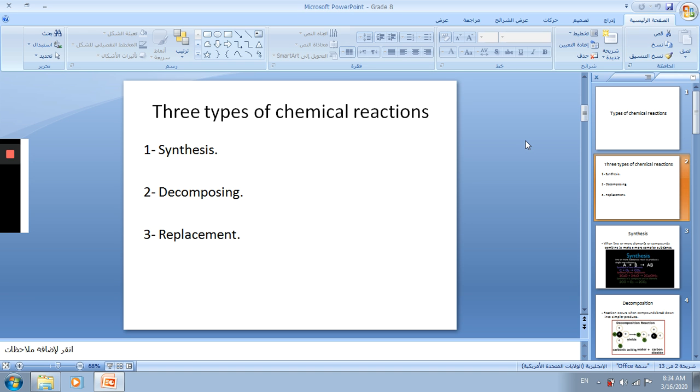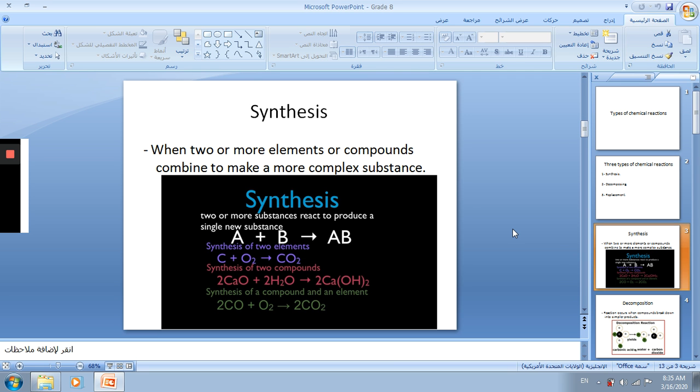So you take the benefit of having several examples about each type of reaction. So you should memorize these types of reactions: 1, 2, 3, synthesis, decomposition, and replacement. Let's talk first about synthesis reaction.